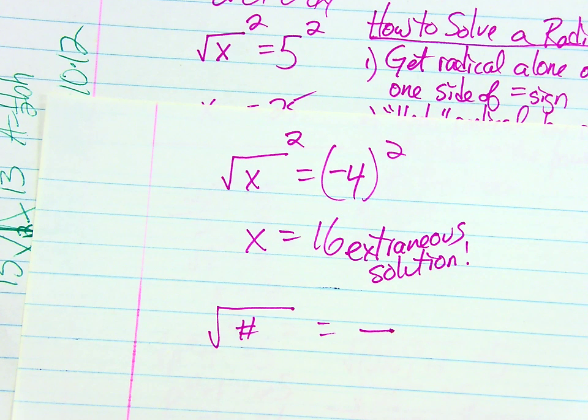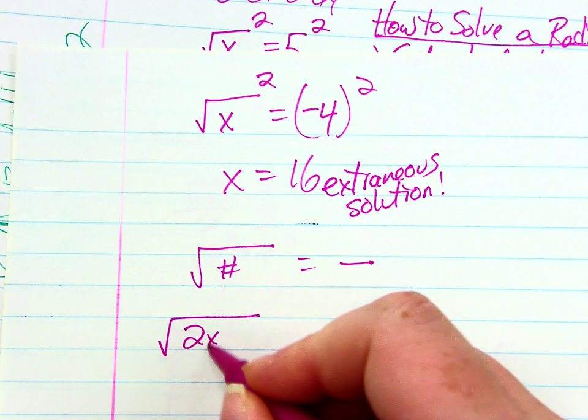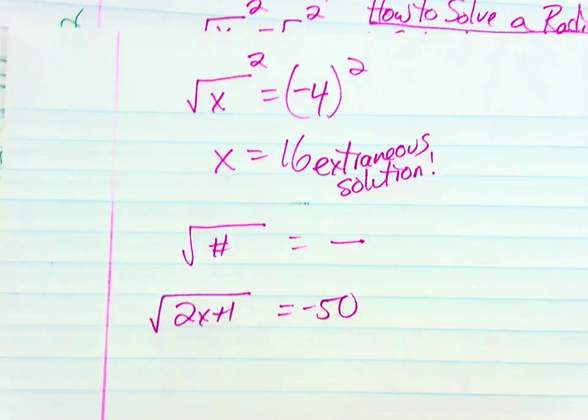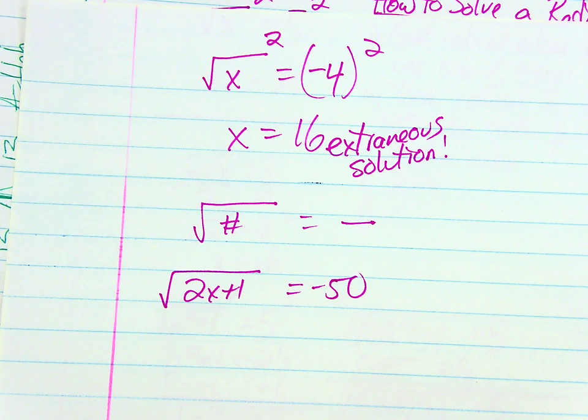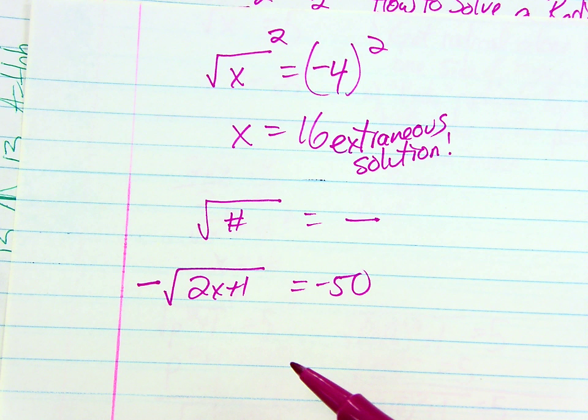So that's actually a little helpful hint. If you saw anything, say you had something in here, I don't know, 2x plus 1 equals negative 50. This thing doesn't have an answer because I can't take the square root of a number. It's not alone, it has a negative out in front. So I would divide both sides by a negative.